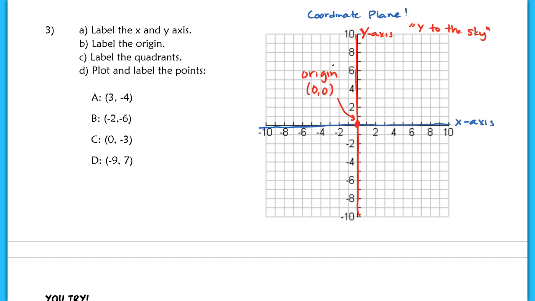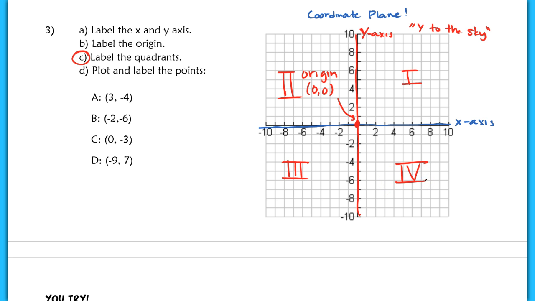Label the quadrants. Now this one is harder to remember, and I always got confused when I had to do the quadrants until someone showed me a really easy trick. When you label your quadrants, they go in a C motion. If you go around the quadrants in a C direction, this is quadrant 1, and we use Roman numerals. This is quadrant 2, this is quadrant 3, and this is quadrant 4.